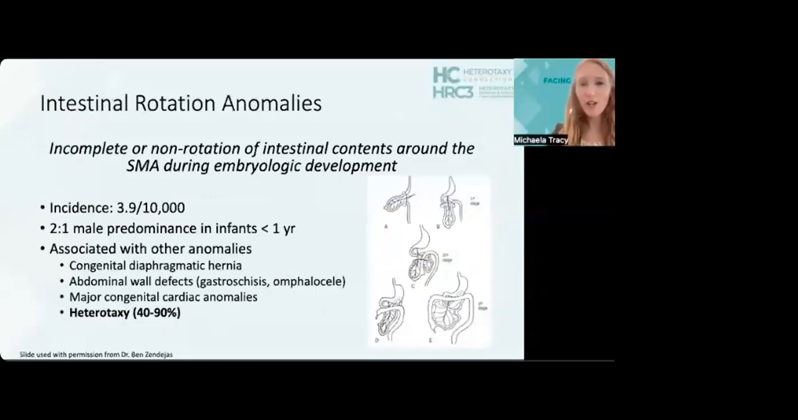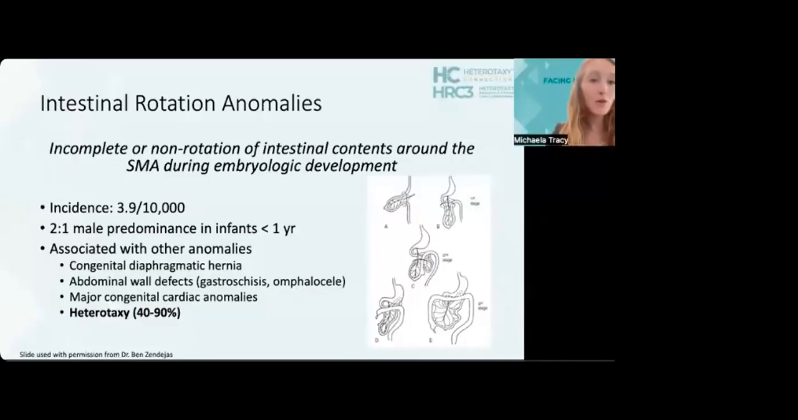Of course, the large lion's share of issues that come up have to do with intestinal rotation anomalies. And these next few slides are largely adapted from one of my colleagues, our surgeon, Dr. Ben Zendejas. So intestinal rotation anomalies are when there's an incomplete or non-rotation of the intestinal contents around the SMA, which is your superior mesenteric artery, during embryologic development. It's somewhat rare. It's about 4 per every 10,000 infants, more likely to be in males than females by about a 2-to-1 ratio, and most commonly identified in infants, so those less than 1 year of age.